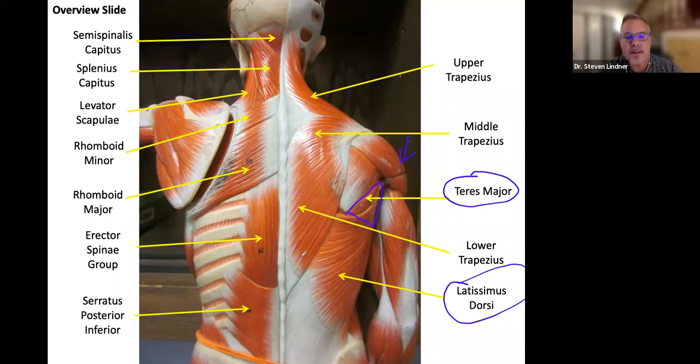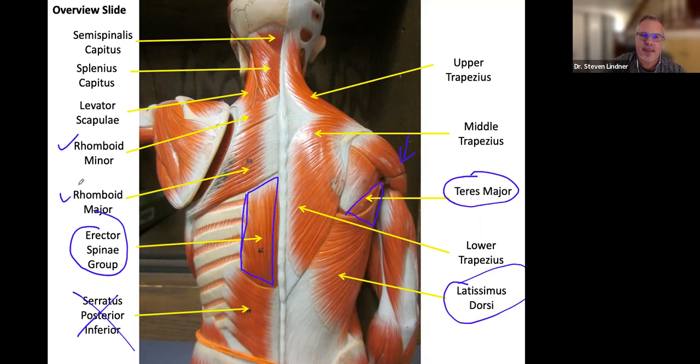All right, the only other muscles here that I'd like for you to know, the erector spinae group. Right here, that's called the erector spinae group. Okay. You don't have to worry about the serratus posterior inferior, but I do want you to know the erector spinae there, as well as the rhomboid minor and rhomboid major.